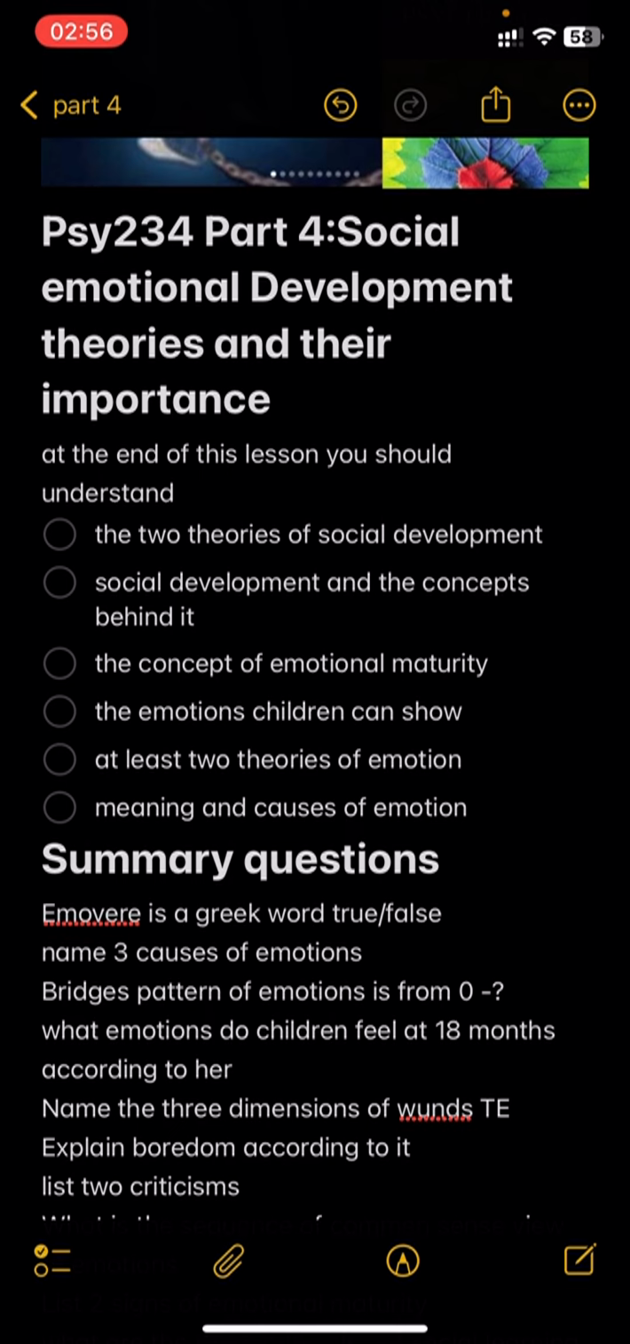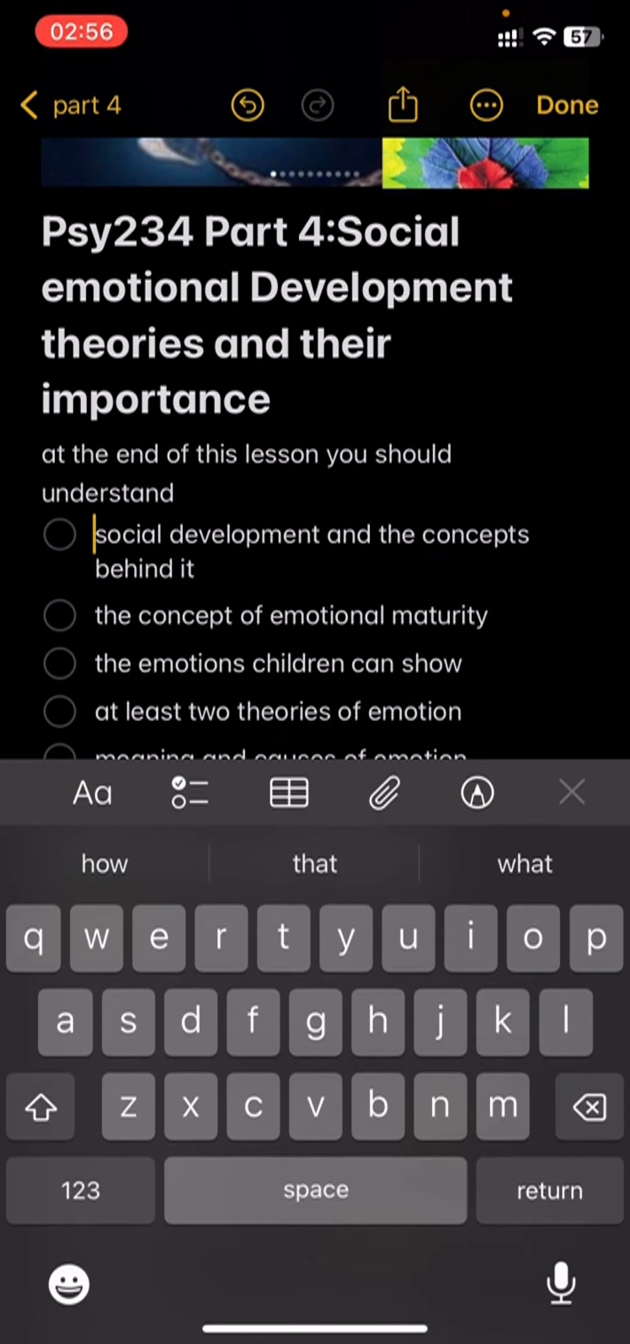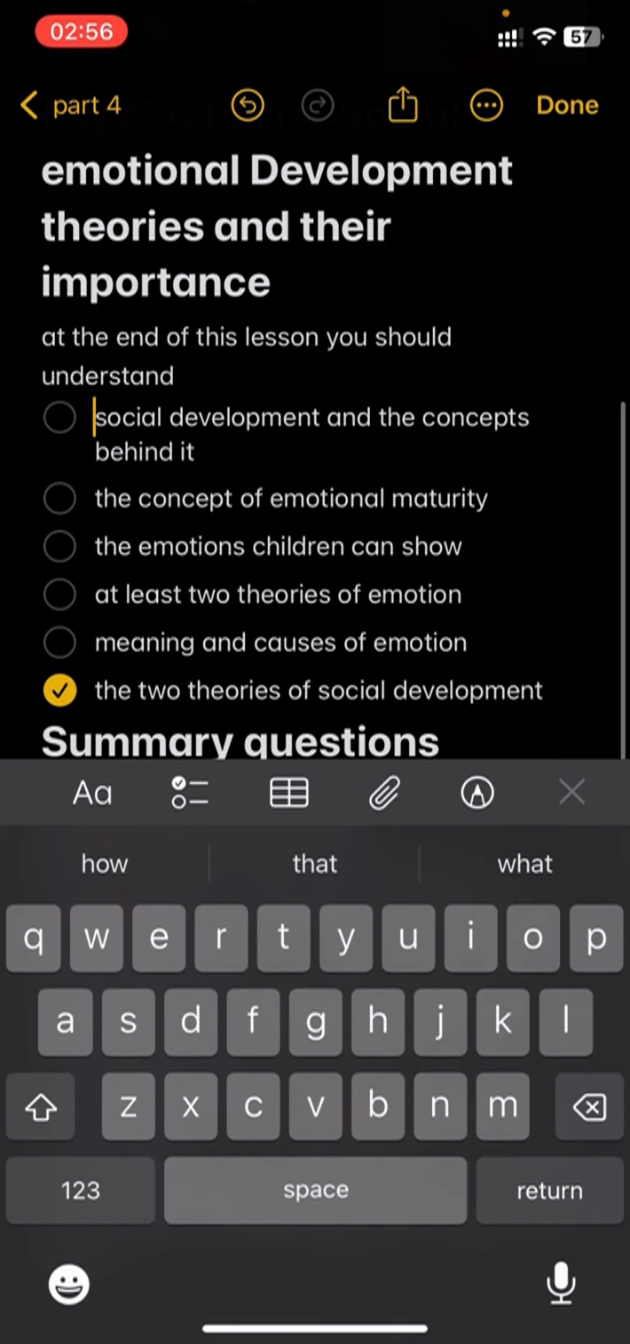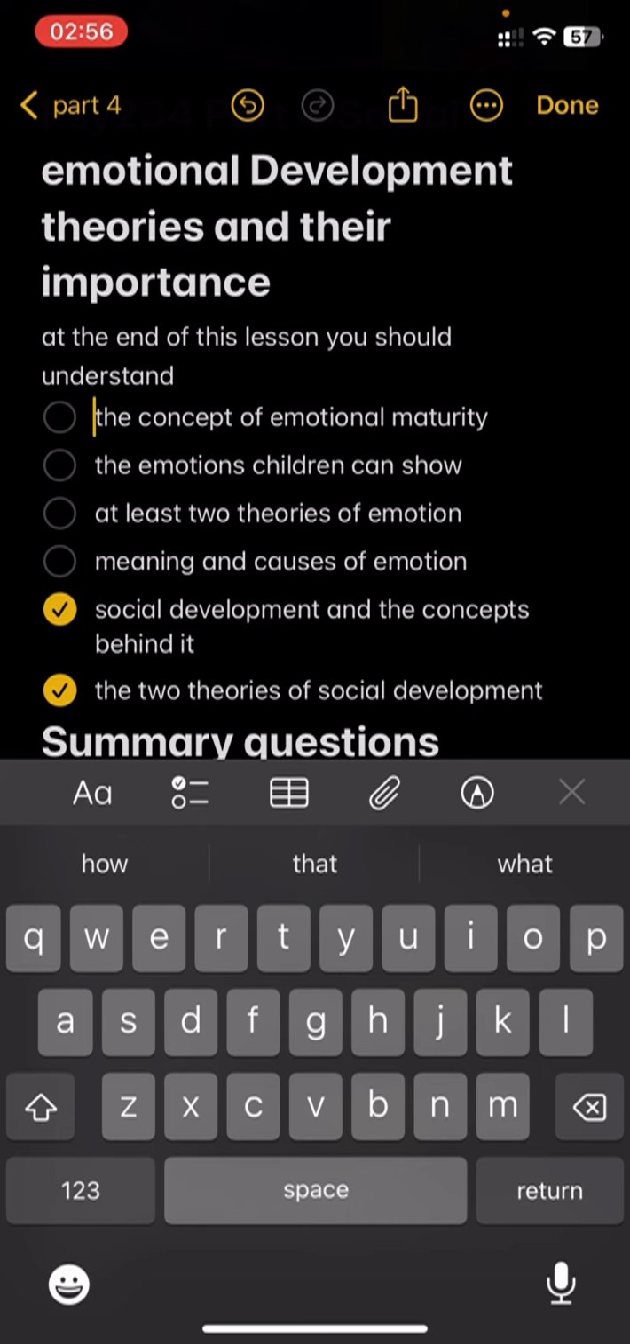Now you know the two theories of social development, not scattered, the social learning theory and the biological temperament theories. Now social development and the concepts behind it: socialization, roles, sex identity, cooperation and competition. Then we also know the concept of emotional maturity.